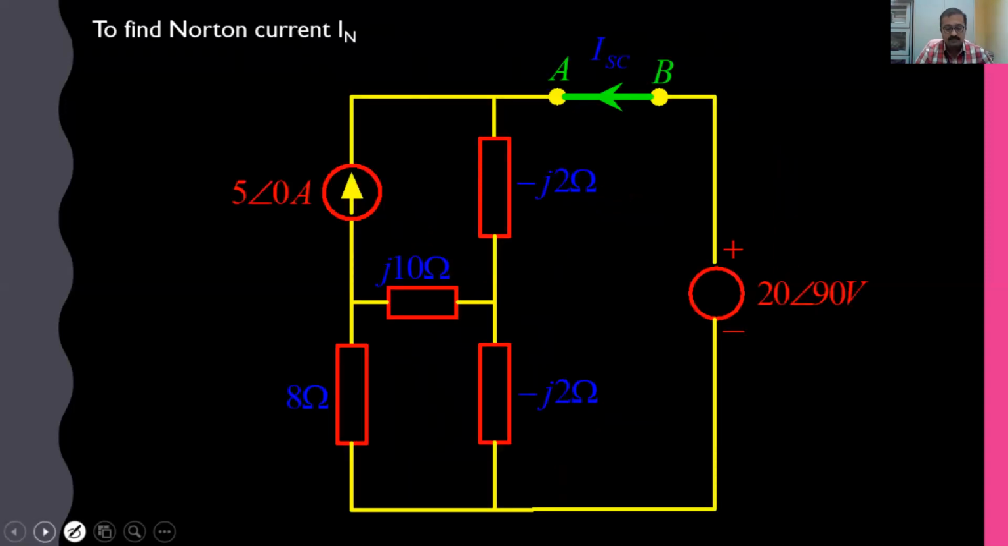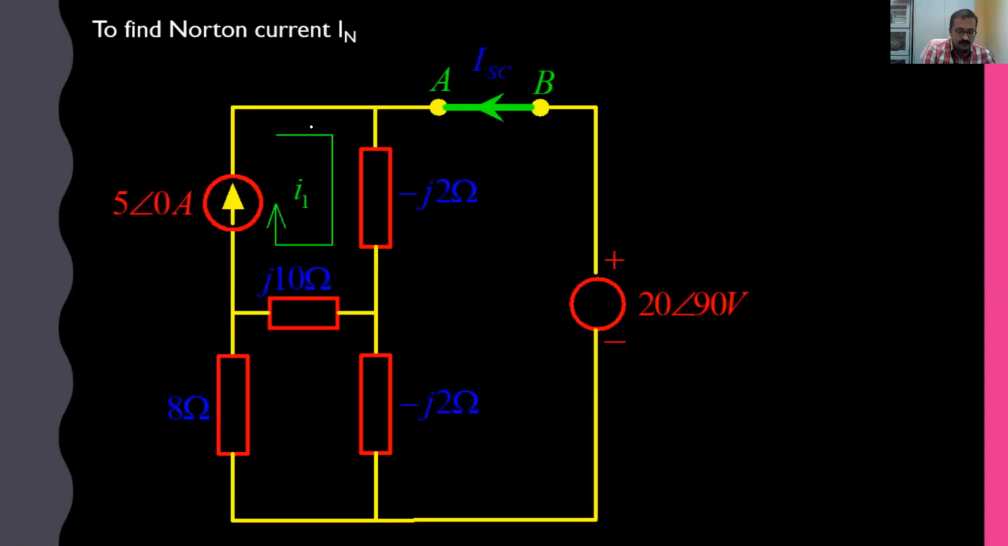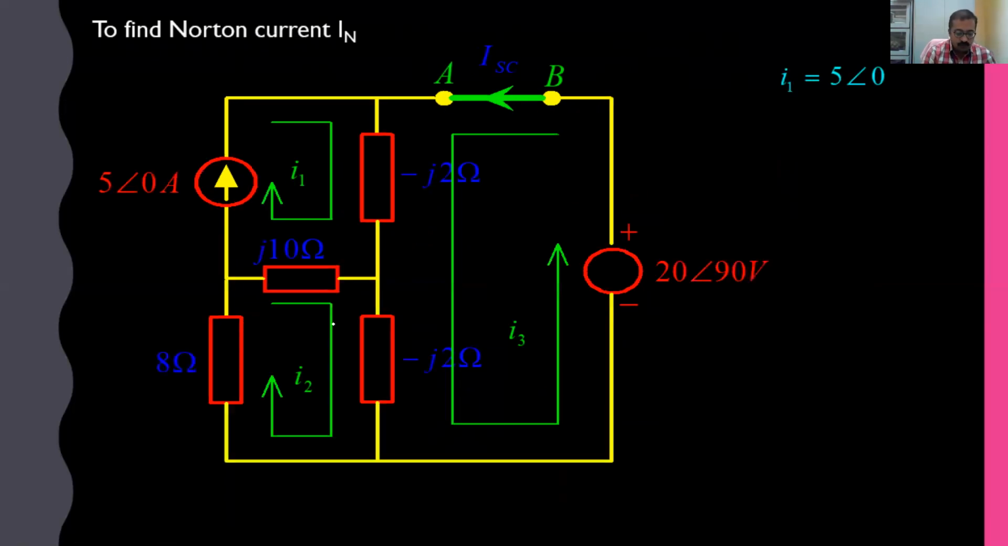Okay, how to solve this? Any method works. I will follow the mesh method. If you take this as the mesh current in mesh 1, immediately I can write I1 equal to 5 angle 0 ampere. Okay, I1 equal to 5 angle 0. Right. Now we consider two other mesh currents as shown, I2 and I3.